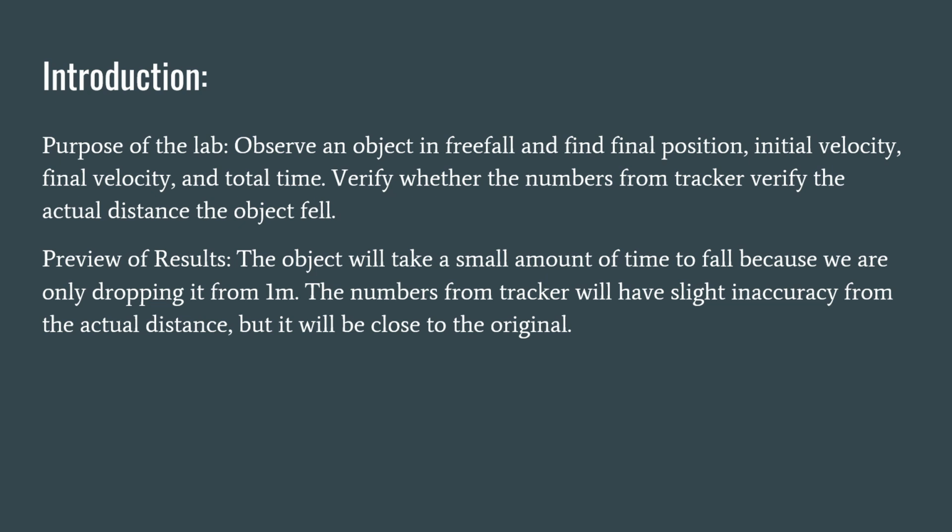The purpose of this lab is, basically, everyone got to choose their own lab, but the purpose of my lab for Freefall is to observe an object in Freefall and find final position, initial velocity, final velocity, and total time, and then verify whether the numbers from tracker verify the actual distance the objects fell, so if it matches the same motion. So the results: the object will take a small amount of time to fall because we're only dropping it from a meter. And then the numbers from tracker will have slight inaccuracy from the actual distance, but it should be close.